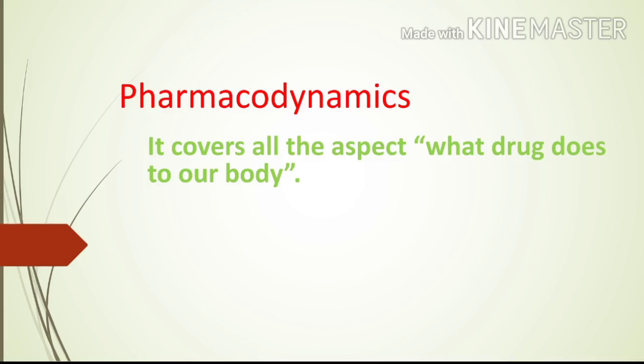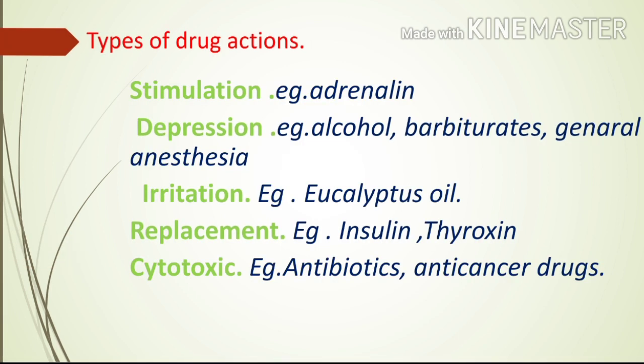Pharmacodynamics cover all the aspects regarding what a drug does to the body. If we break the word pharmacodynamics into pharma and dynamics, pharma means drug and dynamic means power, which means drug power. The types of drug action are stimulation, depression, irritation, replacement, and cytotoxic.